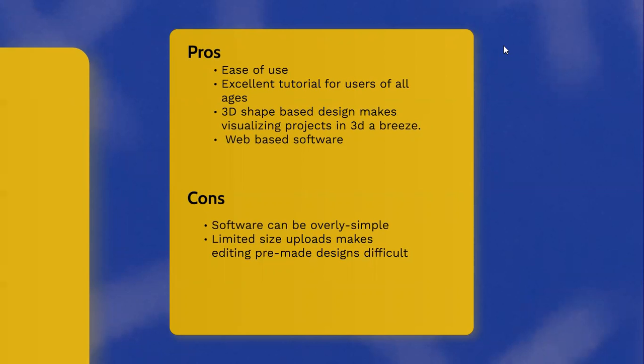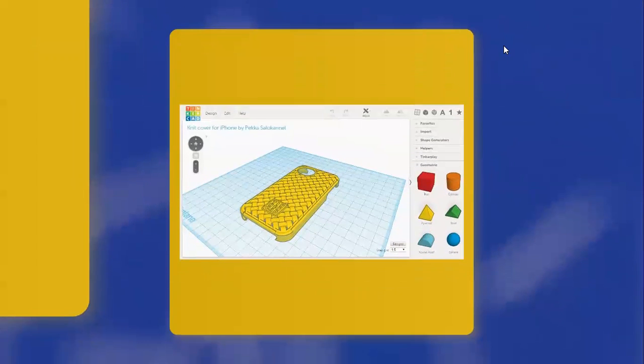This is an unfortunate reality of just being a web-based software, and there's not a lot that can be done for it inside of the software, unfortunately. And here's an example of a phone case that somebody made within the software. You can see that it has the TinkerCAD logo spelled out on the case and is made with an interlacing style.